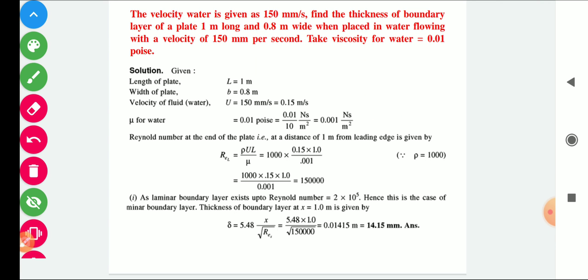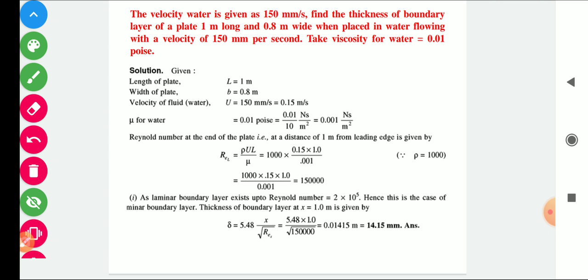Now the Reynolds number is equal to rho v L upon mu. Here L is the characteristic length. In this case we are calculating the Reynolds number, and on the basis of the Reynolds number we first see the flow pattern, whether the flow is laminar, turbulent or transition. Then according to the flow we use the appropriate formula for calculating the thickness of the boundary layer.